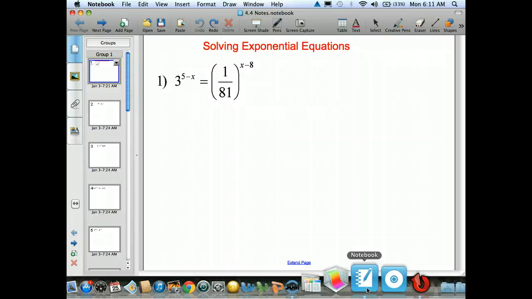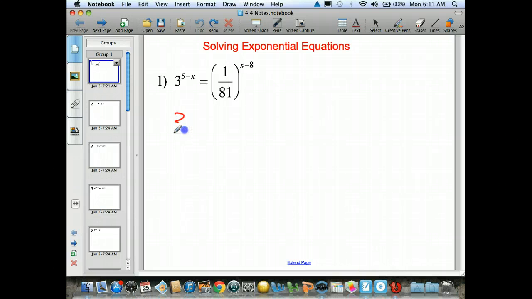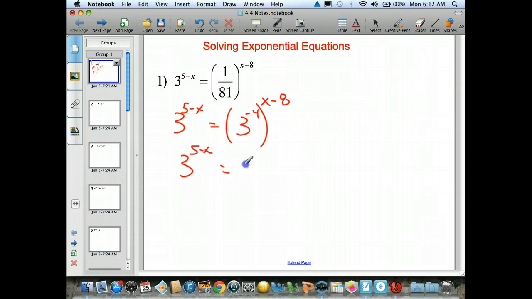In other words, for this particular problem, notice that 3 and 1 over 81 are both powers of 3. So we can leave the left-hand side as 3 to the 5 minus x. And we just change the 1 over 81 into 3 to the negative 4th. And then that would, of course, be to the x minus 8 power. Then on the right-hand side, all we need to do is distribute that negative 4, and we get 3 to the negative 4x plus 32.